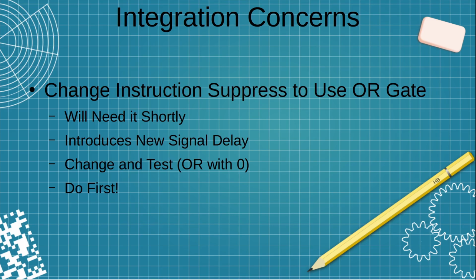Now I'm going to have a second source for that signal, which is going to come from the condition evaluation. And I want to make sure that either of those will properly suppress the instruction. And so, as I mentioned here, we'll need it shortly. But it also introduces a new signal delay that I have to look at and take into account.